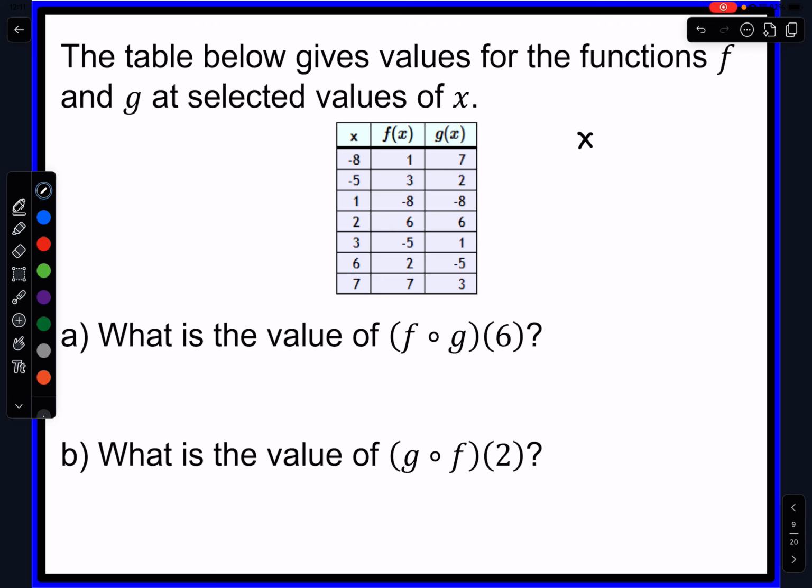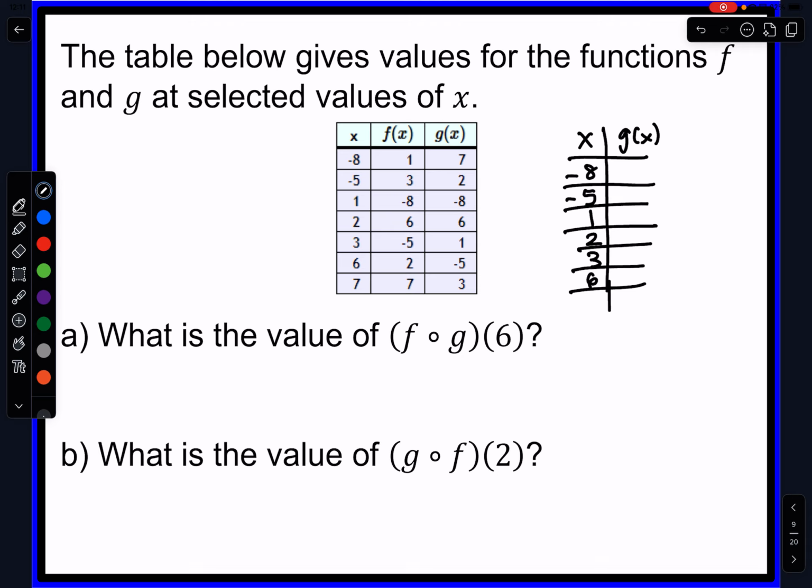So here, I'm just going to simply split g. Your x values are -8, -5, 1, 2, 3, 6, and 7. And the y values for g is this row right here: 7, 2, -8, 6, 1, -5, and 3. So we don't have to worry about that. I just simply separate.